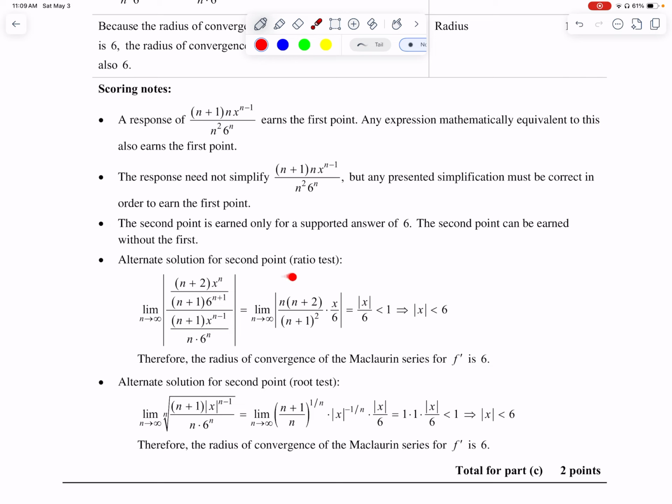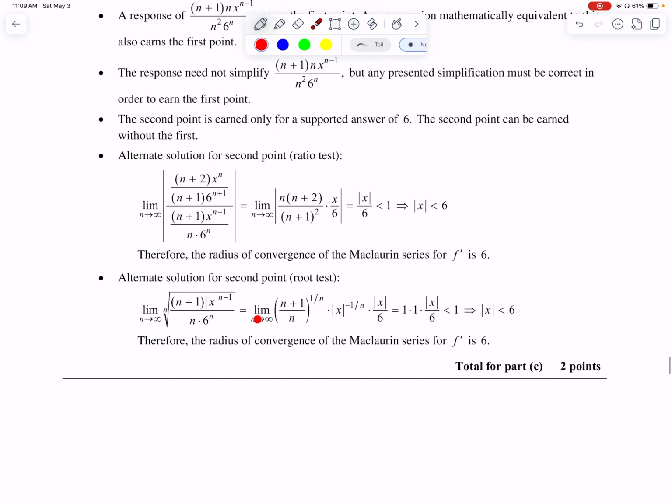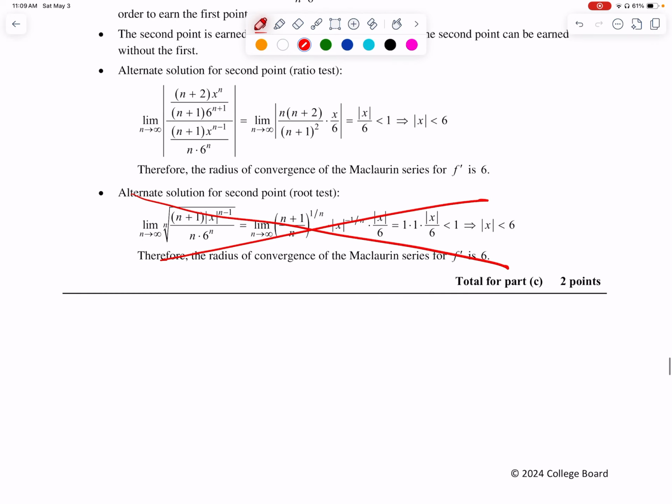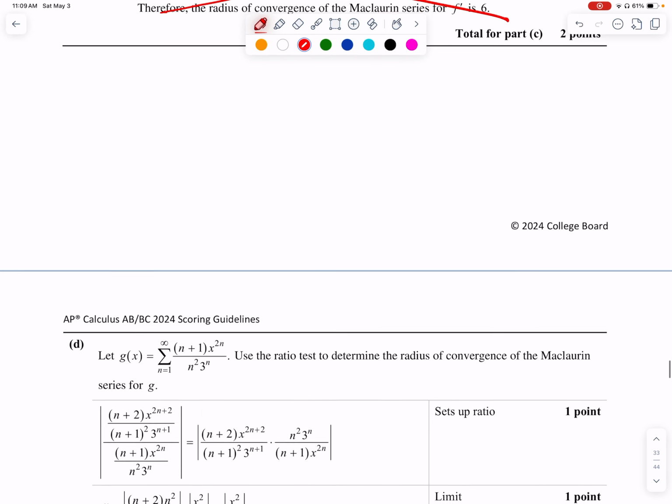Alternate solution for the second point is actually using the ratio test, of course, or the root test. You know what I'm going to do? That's what I'm going to do. Ratio test, of course, because we practiced that. Root test, we left it on the cutting room floor.